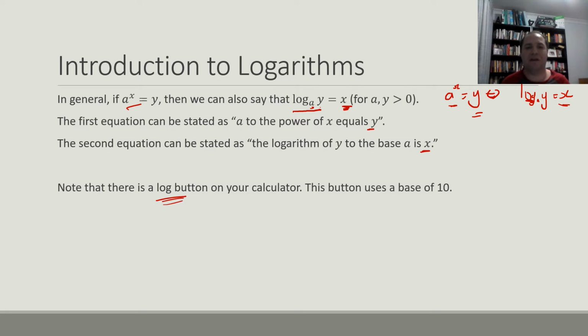Now note, students, on your calculator there is a log button. That log uses a base, or an a value, of 10. For example, if we've got log of 100, there's nothing written there, so we assume that's base 10, and our calculator assumes that's base 10. So what this value will give us is what power of 10 gives us 100, and we should see that the answer is 2. 10 to the 2 gives us 100.